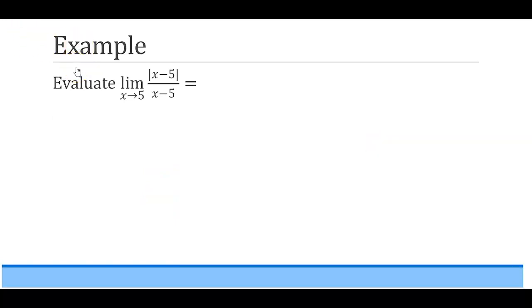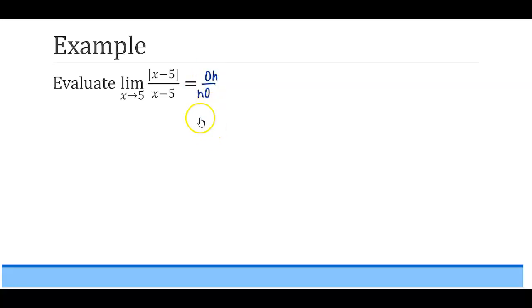In this example, we want to evaluate the limit as x approaches 5 of the quotient, where in the numerator I have the absolute value of the quantity x minus 5, and in the denominator I have just x minus 5. Well, direct substitution would give me in the numerator the absolute value of 5 minus 5, that's 0, and the denominator is 5 minus 5. So I get 0 over 0, I get that oh no situation.